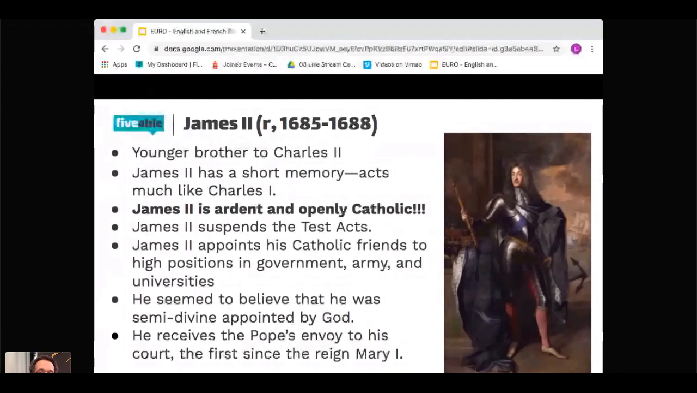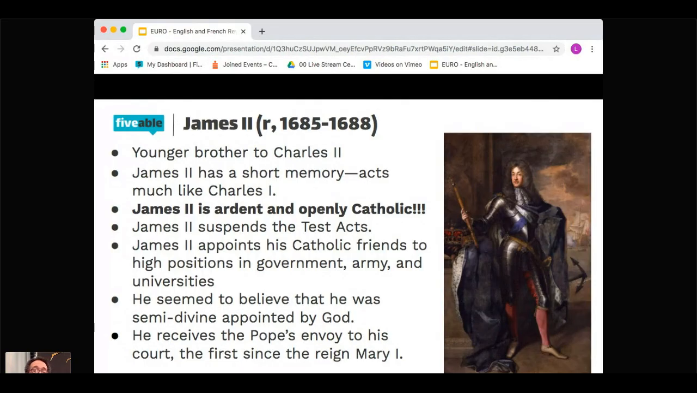And he suspends the Test Act, and he starts appointing high position people in the military and in Parliament to Catholics. And that really, really builds up the tension. Also in university, many professors he's appointed are Catholic. So he also believes in the divine right theory, and he believes that everyone who's questioning him is basically questioning God. So you see there's kind of like a repetition going on.